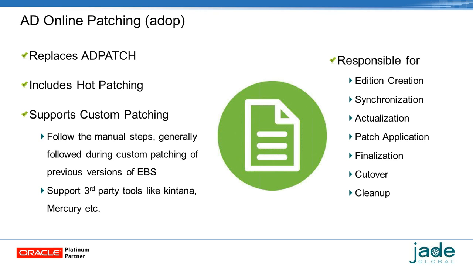Once that is done, then we'll move on to patch application. Whatever patches we have, one or multiple, custom or seeded, you will apply those patches. Once the patches are applied, you will do the finalization. Finalization is nothing but ensuring that all the objects are clean and valid, and you are doing your instance health check. Once finalization is done, you move on to cutover, where you swap between run edition and the patch edition.